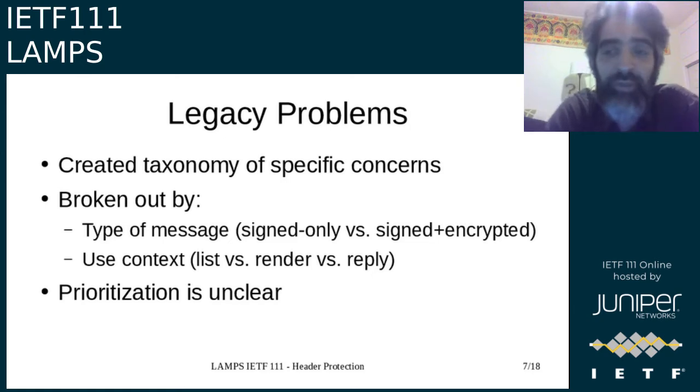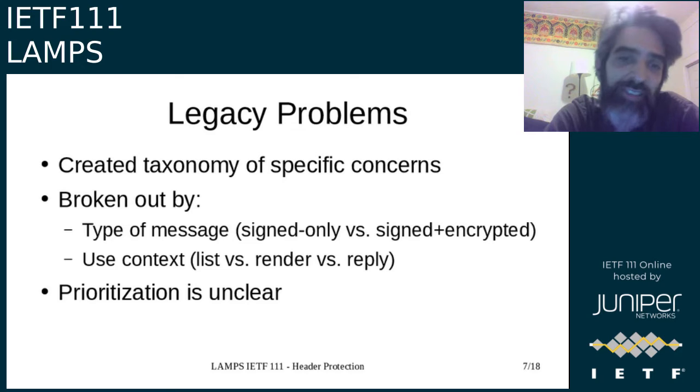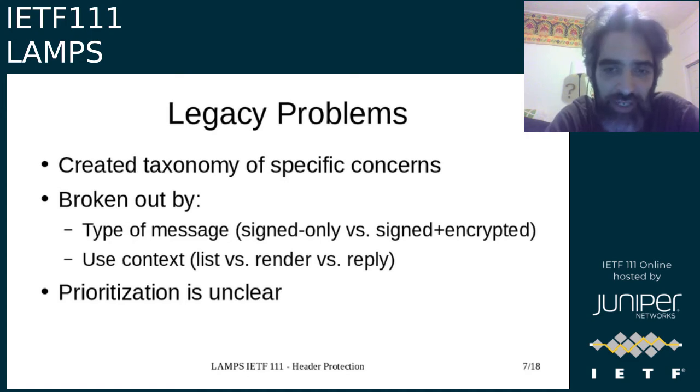This list of problems could maybe be used by an implementer who wants to verify that their user agent is compliant. We've broken out those problems by the type of message, signed only versus signed and encrypted, and by the context that the message shows up in the user agent. The three contexts that we identify, and this is a little bit tricky too, are viewing messages in a list, rendering a message specifically on its own, and replying to a message, because we find that there are different problems that show up there.